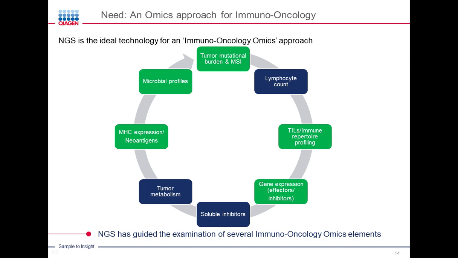So we know that we could use NGS to assess TMB status, to assess MSI status, to look at T-cell receptors and understand the immune repertoires. We can use NGS to look at gene expression levels of different effectors and inhibitors, to examine neoantigens and their association with MHC expression, as well as microbial profiles. So it is that ideal technology for this immuno-oncology omics approach.